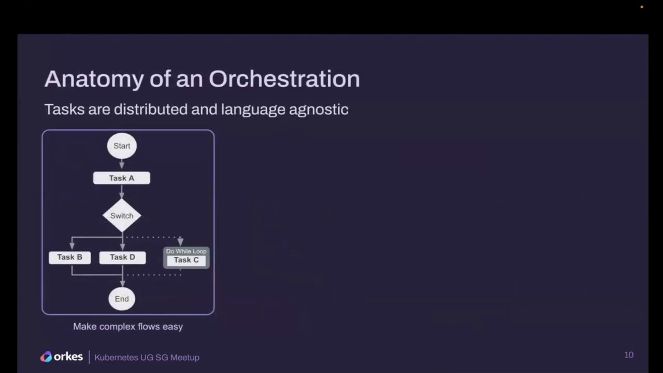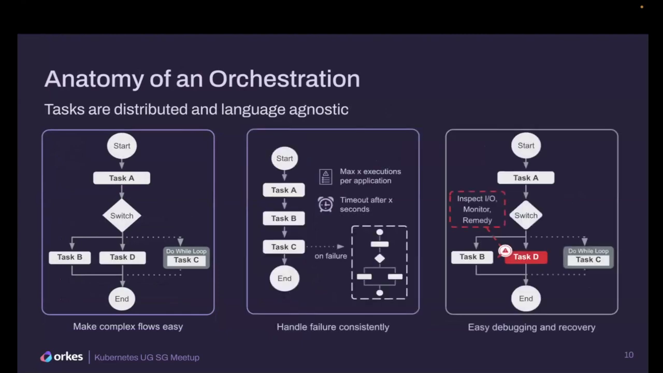So what exactly is orchestration in general terms, right? There are 3 different pillars. The first thing is we want to make complex flows easy. So if you're trying to write a very complicated business process, you want to model it in a way that anyone, even a non-technical person, will be able to see and understand.